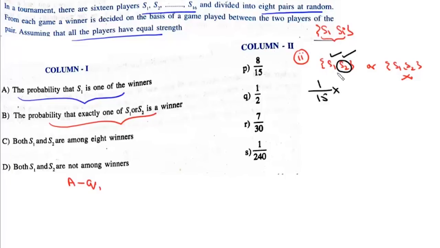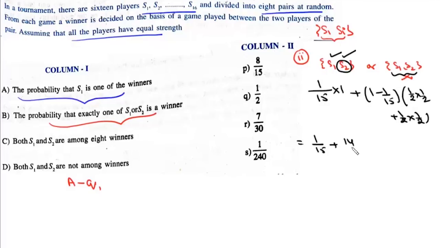So this probability will be simply 1 by 15. Now in this case, the probability of winning exactly one of them is simply 1. Now if we take the second case, when they are not paired against each other, it will be 1 minus 1 by 15. Now in this we have two possibilities, when S1 wins and S2 loses, or S2 wins and S1 loses. So it will be 1 by 2 into 1 by 2 plus 1 by 2 into 1 by 2. So this probability will be 1 by 15 plus 14 by 15 into 1 by 2, so this is simply 8 by 15. So this B matches with P.